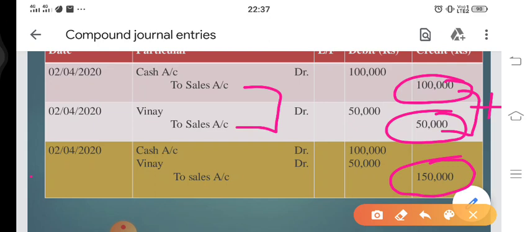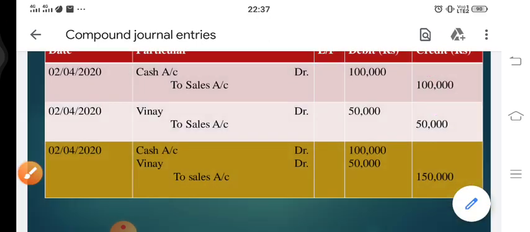In the two journal entries, at one place cash was debited and at another place Vinay was debited. So we can keep them separate: cash debit 1 lakh, Vinay debit 50,000, to sales 1,50,000. So here also, instead of passing these two entries, we'll go for one compound journal entry.